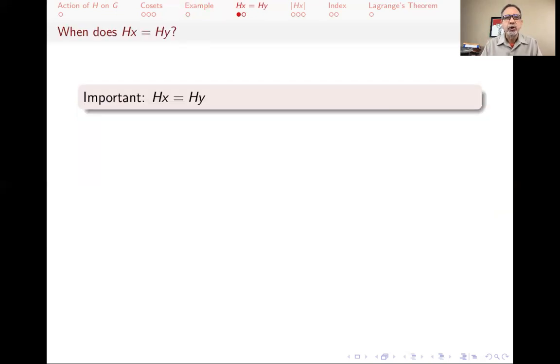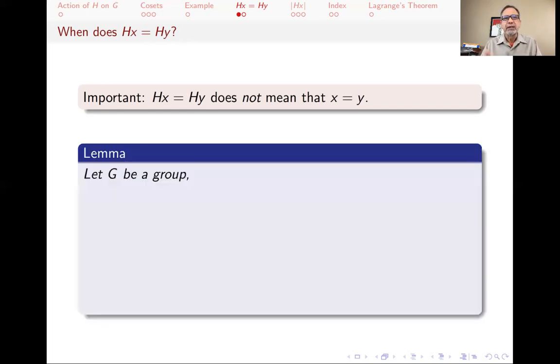It's very important to know that if Hx equals Hy, these 2 right cosets are the same, that does not mean that x equals y. Every coset could have several different names. But what does it mean if Hx equals Hy? This will happen a lot, and so we need to have a good handle on what it means to say Hx equals Hy. If you have a group and H is a subgroup, then the following statements are equivalent.